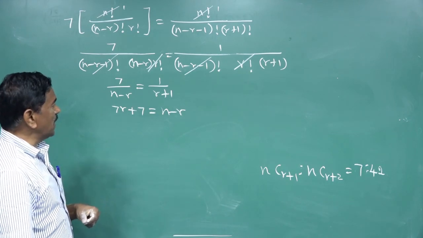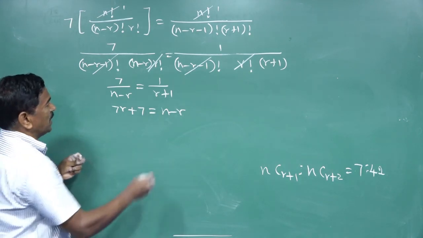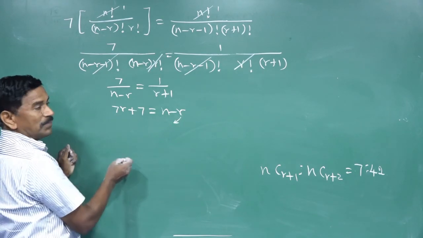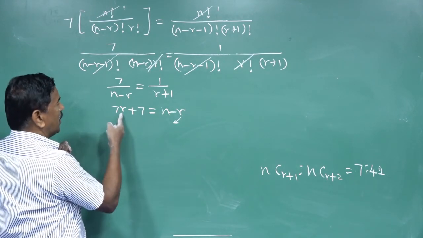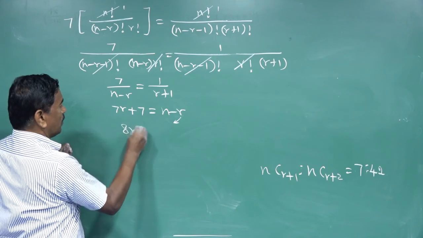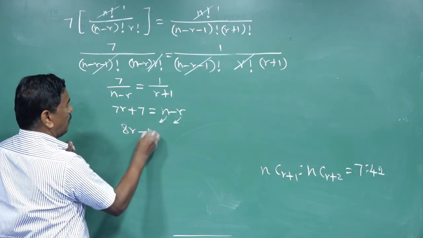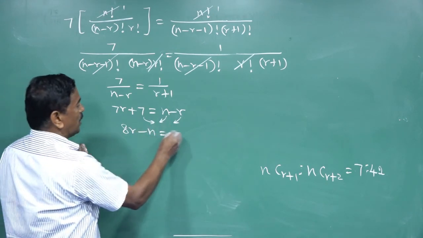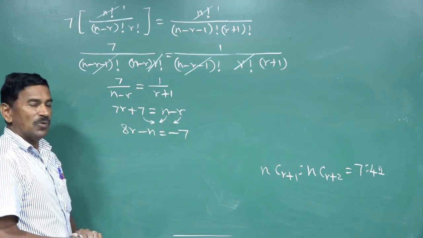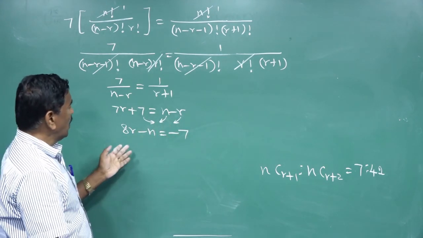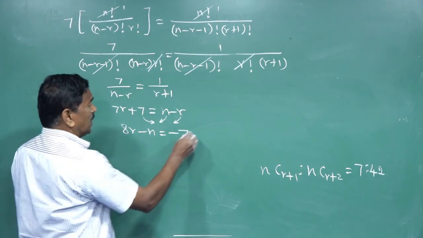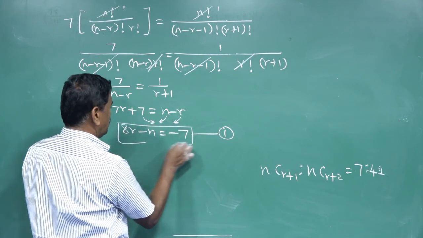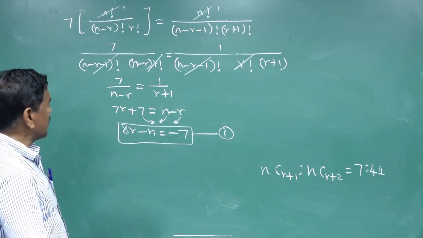Now simplification, please. Simplification means this minus r comes to the left side, plus r. So 7r plus r, 8r. And the n comes to the left side, minus n, which is equal to 7 goes to the right. 7 goes to the right means minus 7. That's all. Let it be the first equation, no problem. Okay, the first equation is ready.